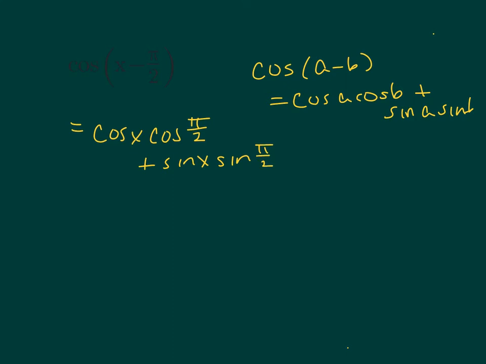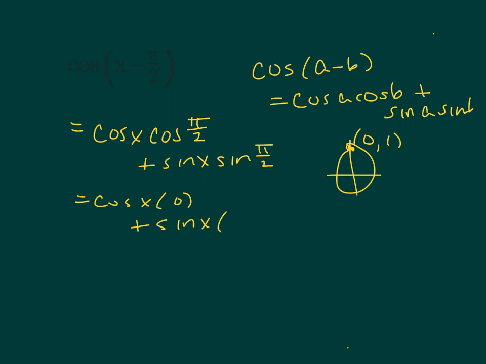And pi over 2, we know this is this point up here on the unit circle. So our x value is 0 and our y value is 1. We know that our cosine is the x value, so this is going to be cosine of x times 0 plus sine of x times sine of pi over 2, which is 1 because it's equal on the unit circle to the y value. So we get sine of x.